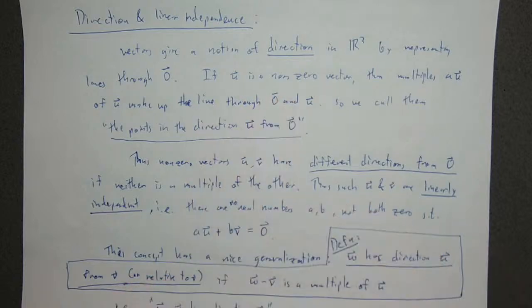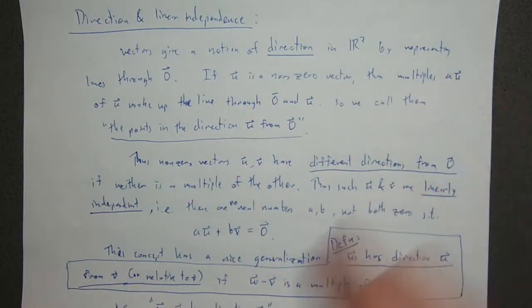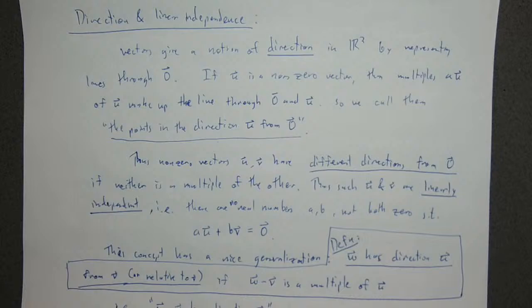So if u is any non-zero vector, then all these scalar multiples au of u make up the line through 0 and u. We call that collection of points the points in the direction of u from 0. Now, you might ask, wait, that's the full line. Isn't minus u, for instance, or minus 5u, in the opposite direction of u from 0?